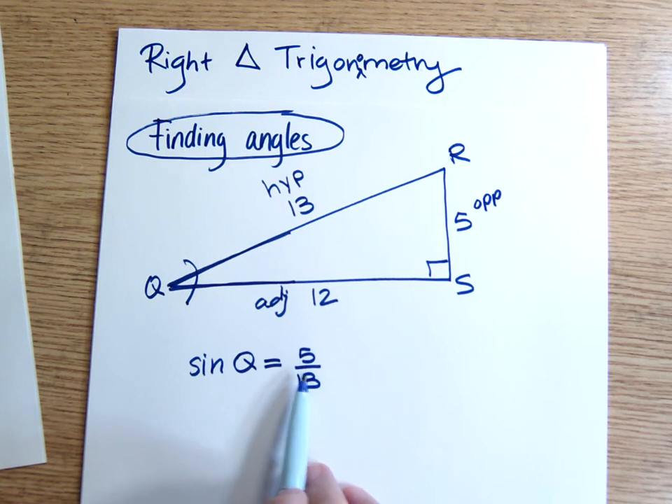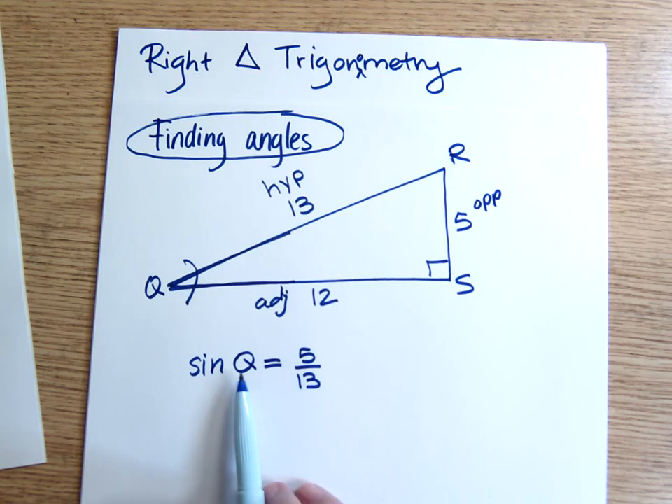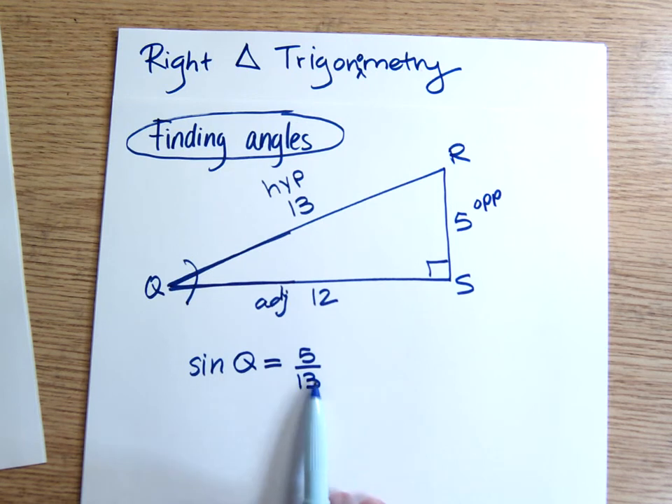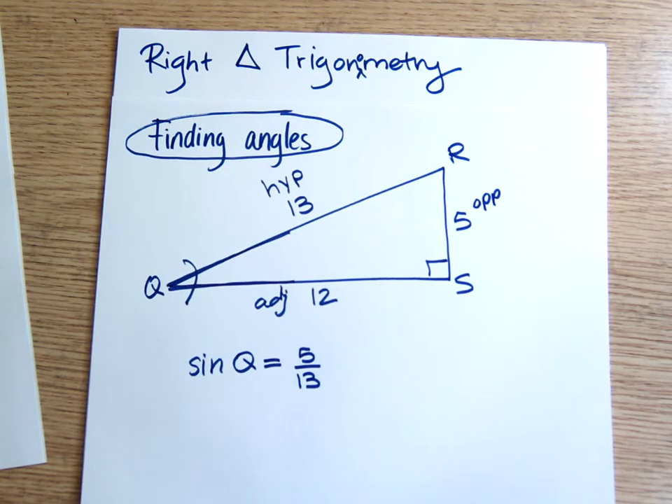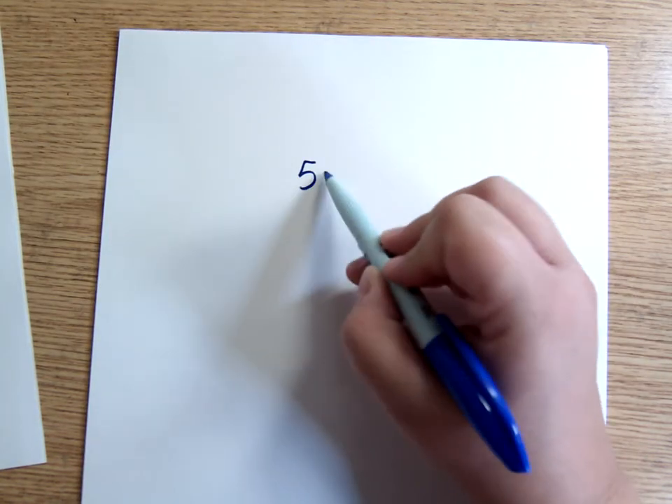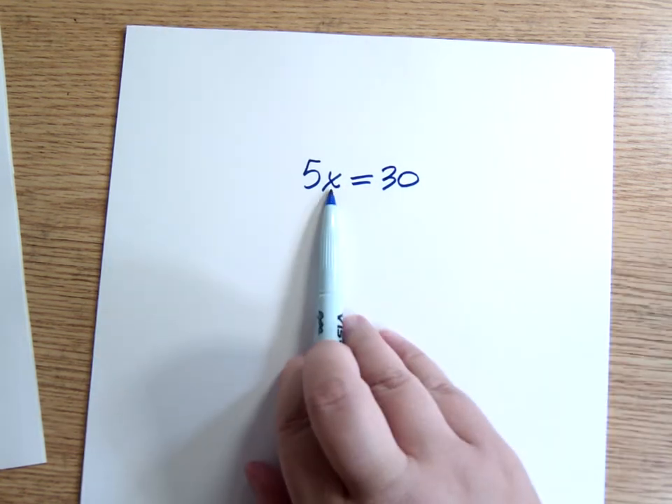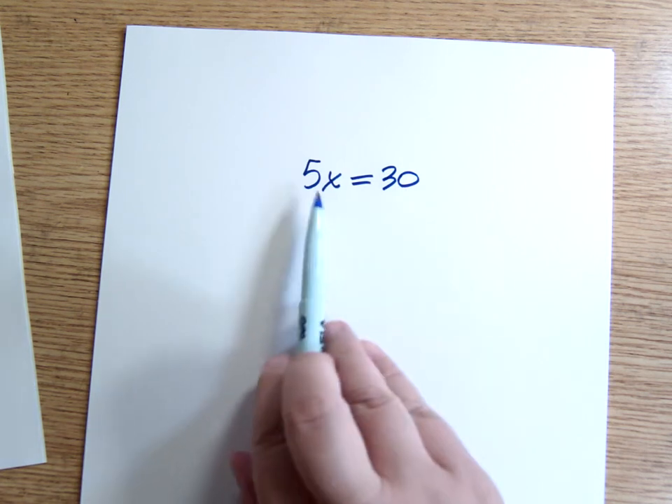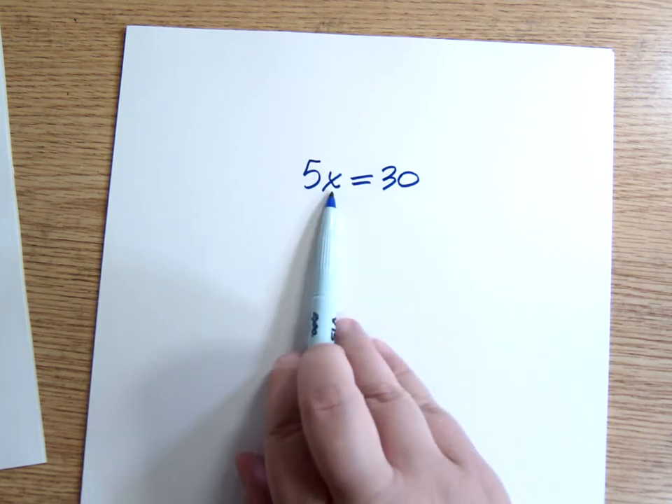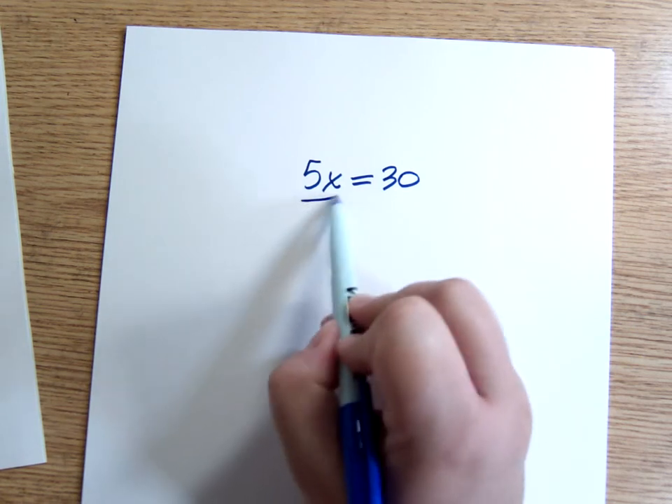Now what we're doing though is we're working a little bit backwards. We're saying, what is angle Q? It's like we're asking which angle would give me a sine of 5/13. Normally when you're working backwards and trying to find something that is missing, like for instance, let's say we have 5x equals 30, and I'm asking what number multiplies times 5 to give me 30, then I can do the opposite of multiplication. What's the opposite of multiplication? Division. I can divide both sides by 5.